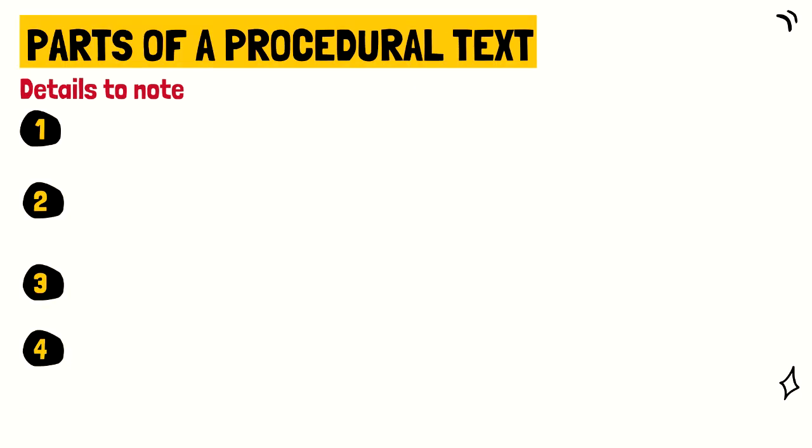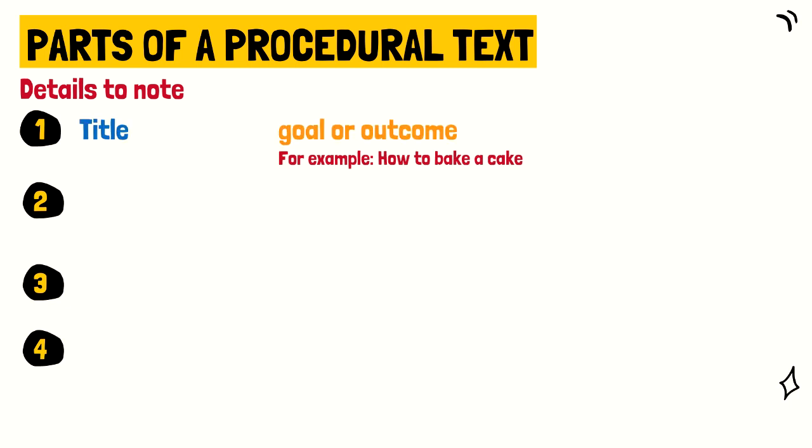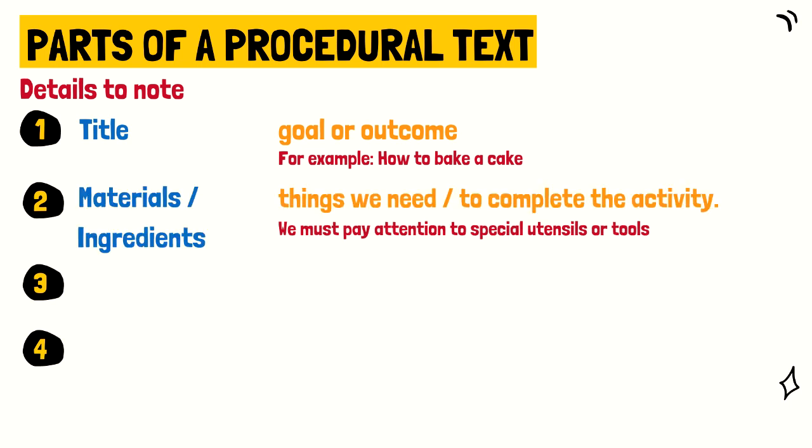These are the parts of a procedural text that we must note. The title is the goal or the outcome of the activity. For example, how to bake a cake. The materials or ingredients are the things we need to complete this activity. For example, we need flour, eggs, and butter to bake a cake.